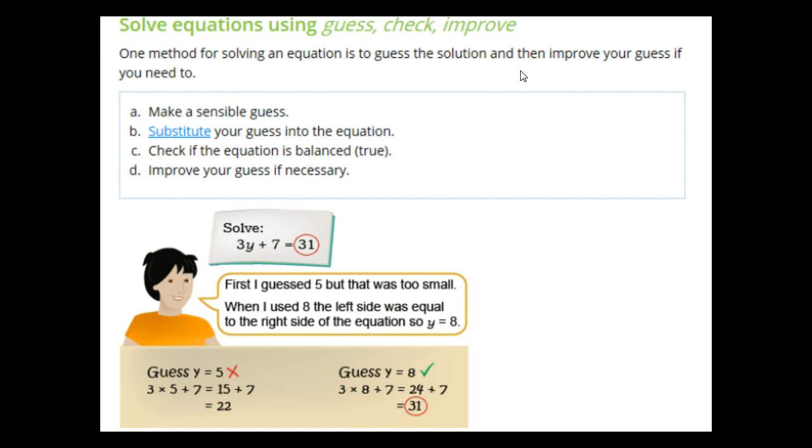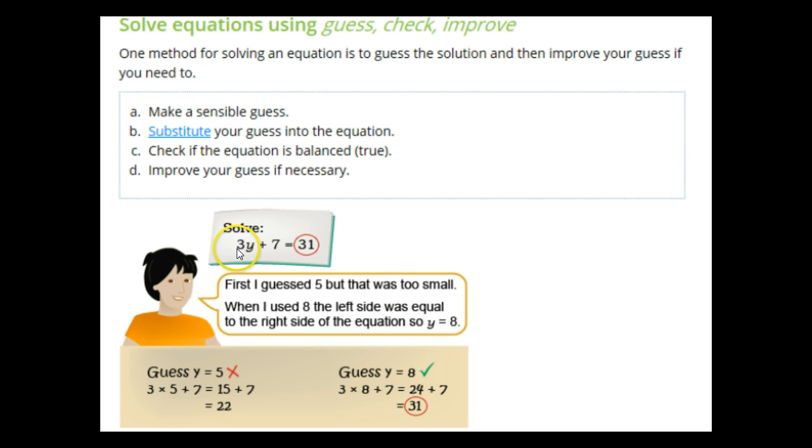You can also solve equations by using guess and check, and this is a really common method for people to use. When you're using guess and check, just make sure that you write down all your guesses. Make a sensible guess, substitute your guess into the equation, and see if it's correct. If it's not, then have another go. Remember, we're looking at balancing the scales, so make sure both sides equal the same thing.